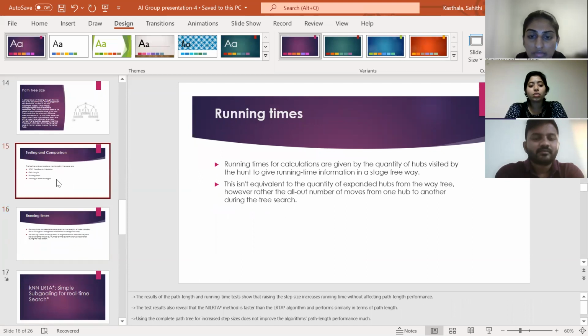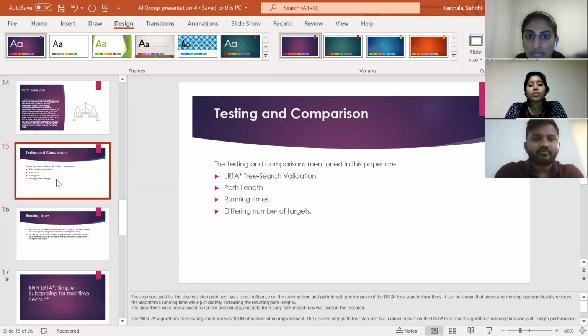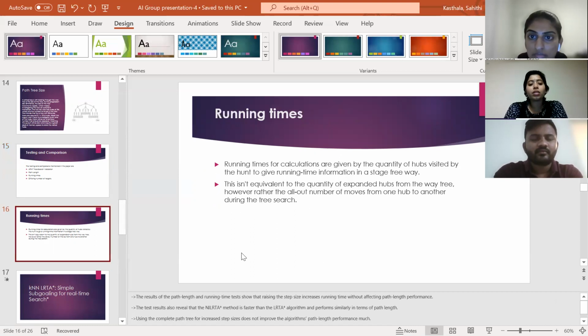The step size used for the discrete step path tree has a direct influence on the running time and path length performance of the LRTA research algorithms. As shown in the image, increasing the step size significantly reduces the algorithm's running time. The path length and running time test shows that as the step size increases, running time falls without affecting path length performance. The test results also reveal that the NLRTA tree method is faster than the LRTA algorithm and performs similarly in terms of path length. Running times for calculations depend upon the quantity of nodes visited by the search.